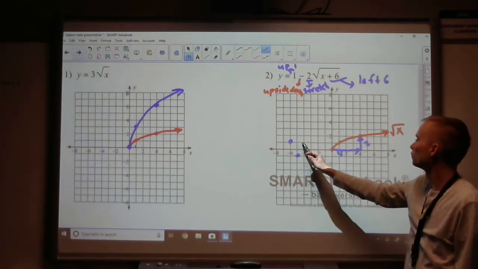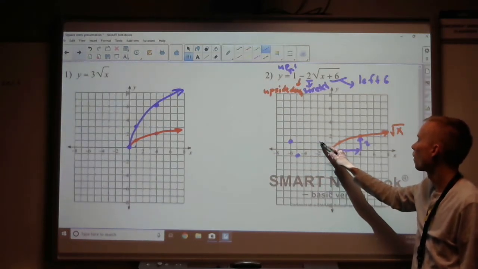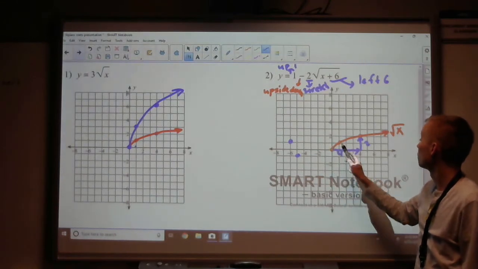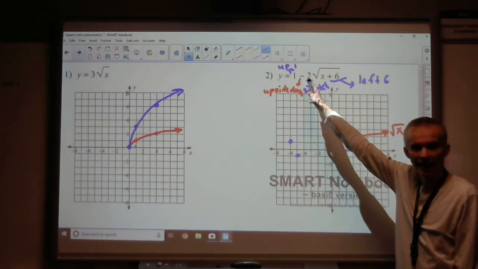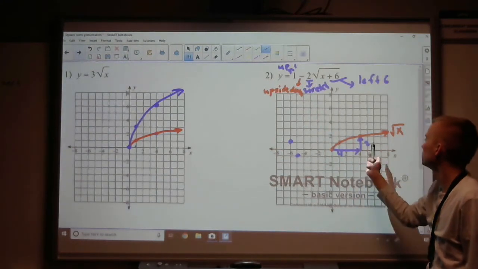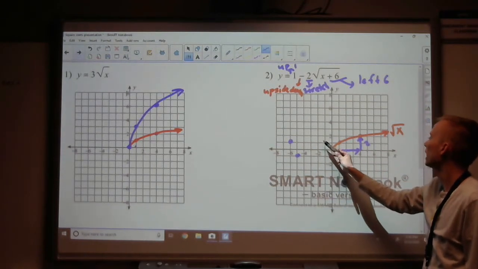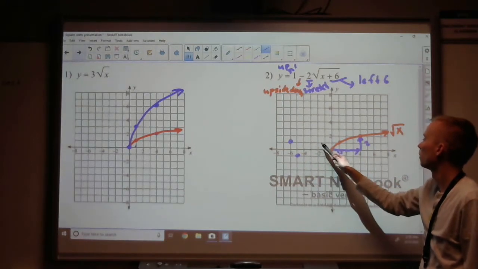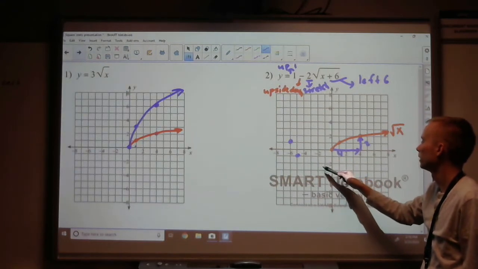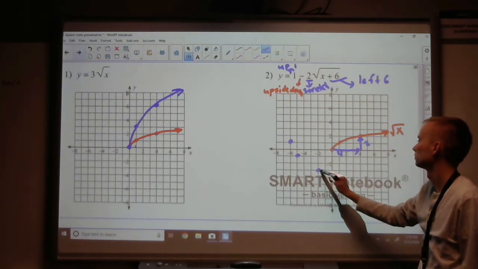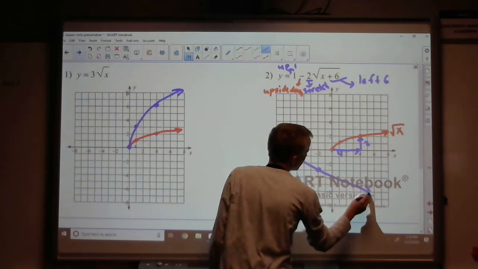So if I go over 4 in this one, 1, 2, 3, 4, what am I going to have to do? I don't go up 2 anymore. I would take that 2 and times it by the -2. Okay? So -2 times 2 is -4. And so instead of going up 2, I'm going to go down 4. So 1, 2, 3, 4. So my new graph looks something like that.